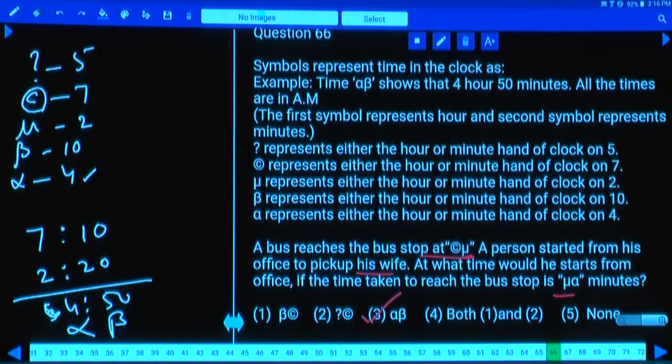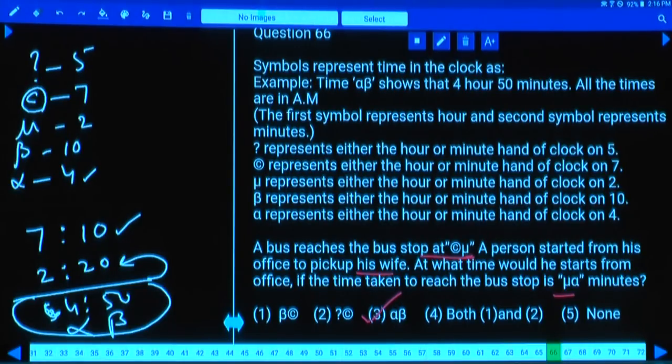Are you getting the answer or not? Now this is 7:10 and the time taken to go to the bus stop is 2:20. Now the difference between is the time taken to reach. Then what is the question here? At what time would he start from the office? Now this person should start at 4:50, and he takes 2 hours 20 minutes and reaches at 7:10. Clear now?